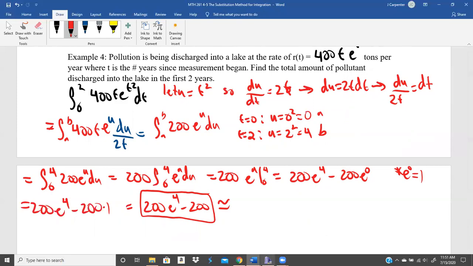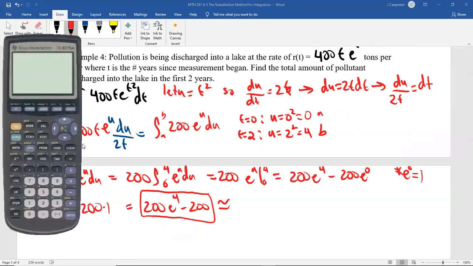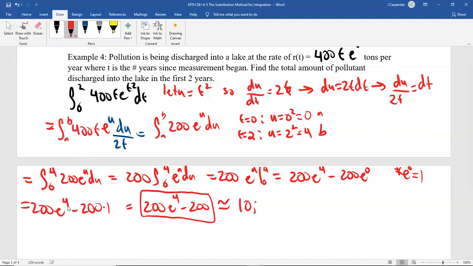So we get our calculator. 200 e with an exponent to the 4th power, close the parentheses, minus 200. Make sure you know how to type all this stuff in your calculator. And you get 10,719.63. And we're going to round this to the nearest whole. So this will be 10,720. So that would be in tons of pollutant. Sounds terrible.